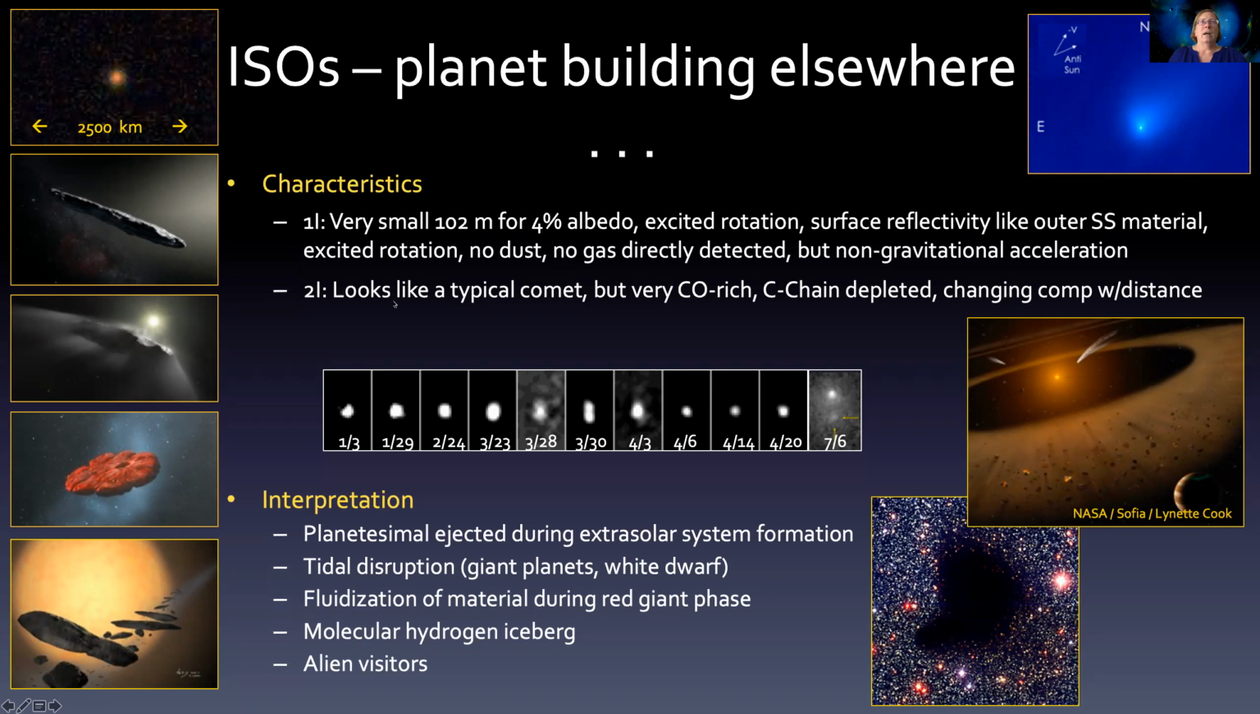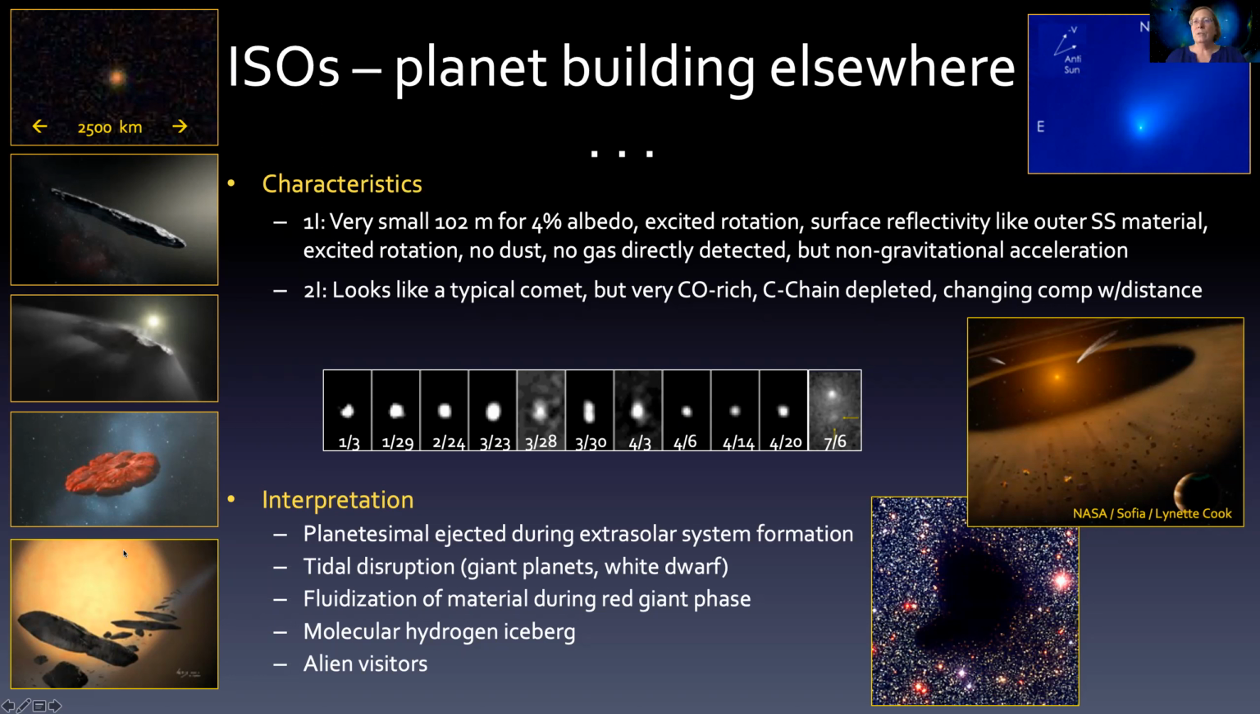Then we have 2I that looks more like a typical comet with a tail, but the chemistry was a little different, very enriched in CO, more so than anything else in the solar system, but it was also carbon chain depleted. So in terms of these two objects, one looks like a typical comet, one doesn't. Both of these have generated a couple hundred papers and growing.